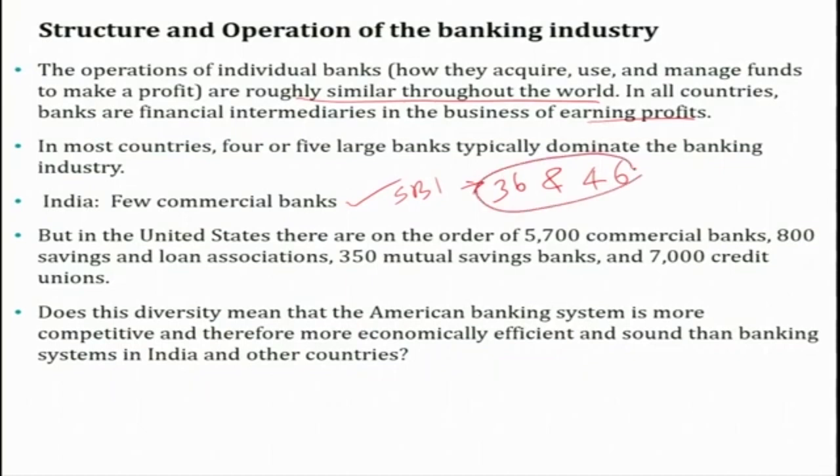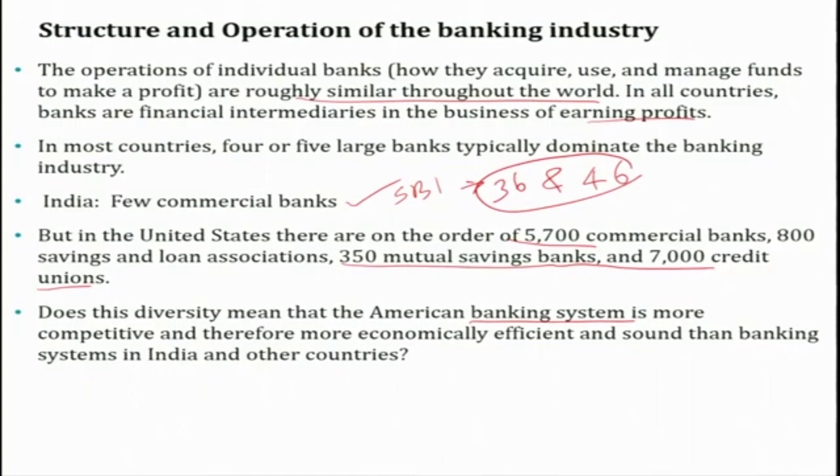As compared to this, if you look at the United States, there are on the order of 5,700 commercial banks, 800 savings and loan associations, 350 mutual savings banks, and more than 7,000 credit unions. So here is a natural question: in the US there are a large number of banks, but in India there are only a few. Does this diversity mean the American banking system is more competitive, and therefore more economically efficient and sound than the banking system in India and other countries?